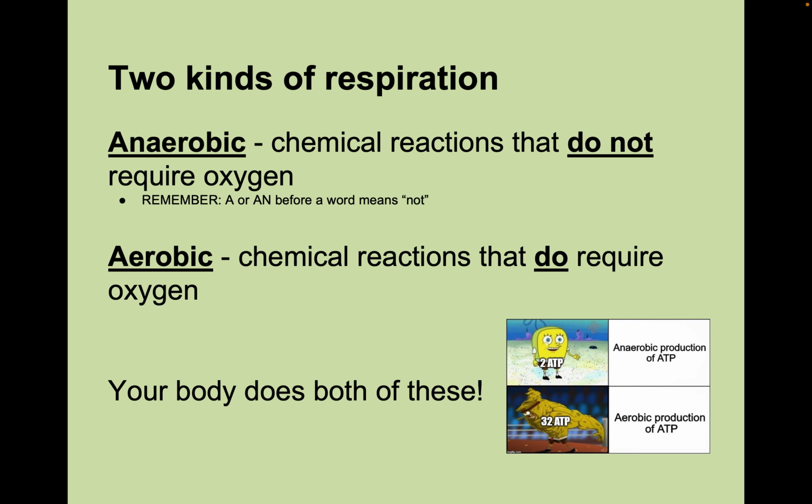There are two kinds of respiration. There's aerobic and there's anaerobic. Anaerobic means it does not require oxygen to happen. It still makes ATP at the end. Aerobic means it does require oxygen. They both still make ATP, but aerobic makes way more ATP because oxygen helps out a lot. You do both of these. Obviously, aerobic is better because it makes way more ATP, but you can do both. There are some, like bacteria, that only do one or the other, but most organisms can do both.